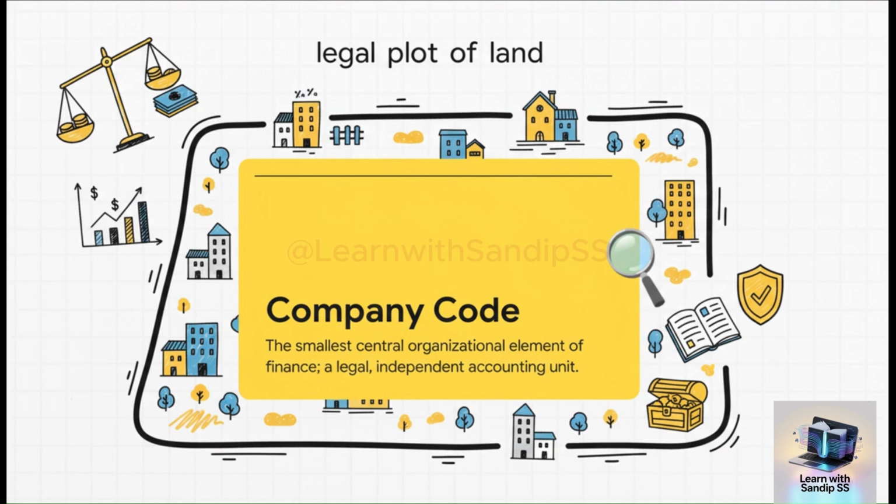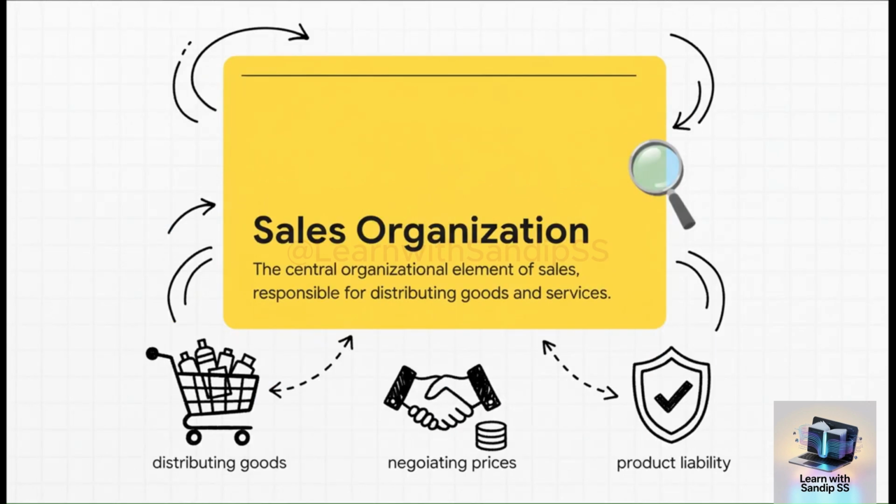Everything, and I mean everything, starts with the company code. If you're building a house, this is the plot of land you're building on. It's the absolute foundation. Legally speaking, it's your smallest independent accounting unit, the part of your business that has to create its own balance sheet and profit and loss statements. It's the financial bedrock.